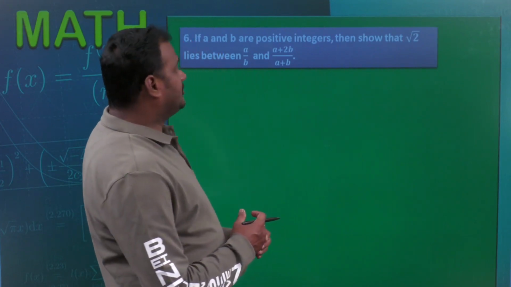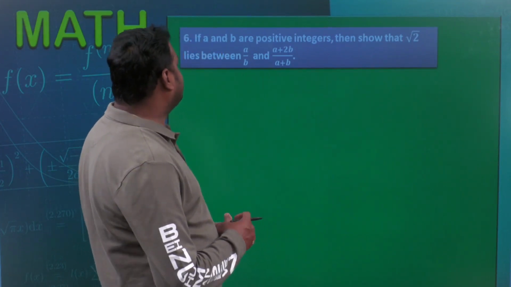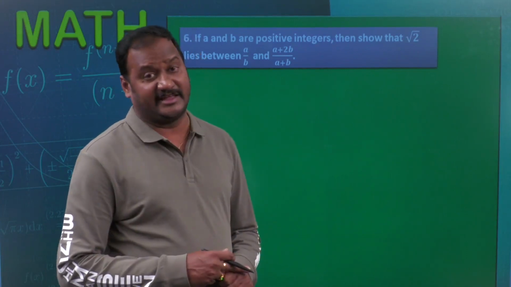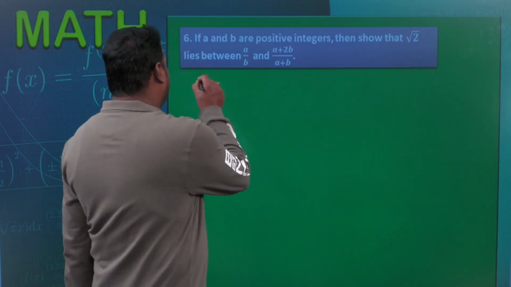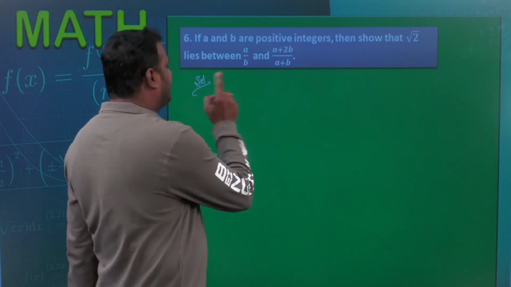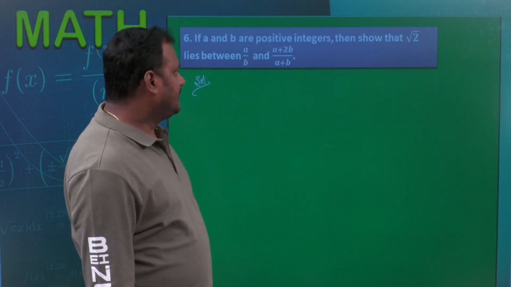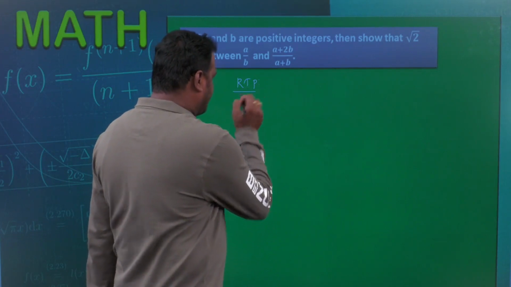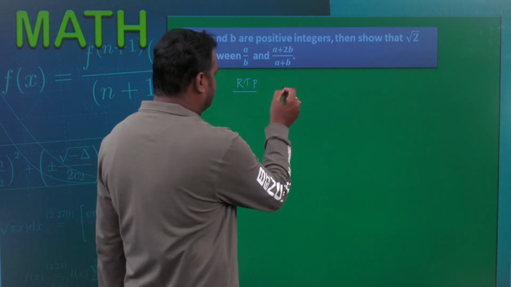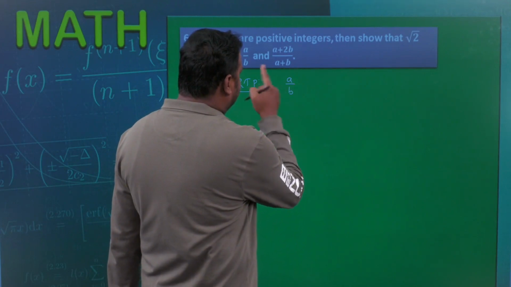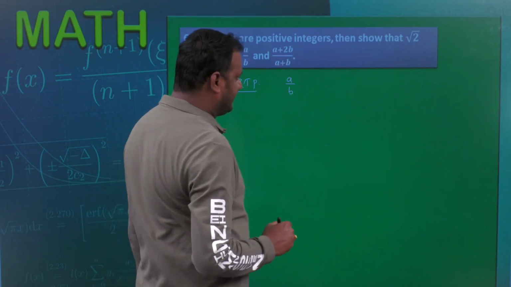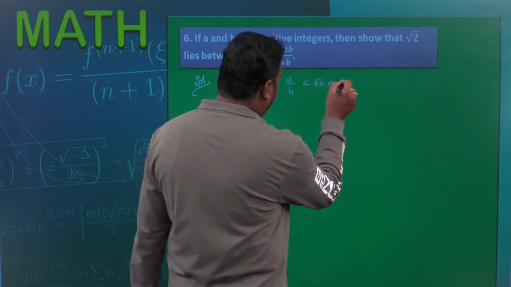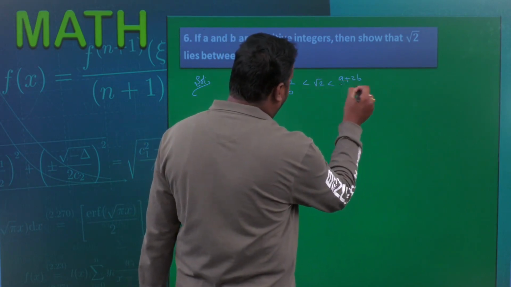If a and b are positive integers, then show that root 2 lies between a by b and (a plus 2b) by (a plus b). First of all, you will have to get one idea in order to answer this problem. Our answer is going to be that root 2 lies between these two numbers. a by b is smaller than (a plus 2b) by (a plus b), so a by b is less than root 2, which is less than (a plus 2b) divided by (a plus b).